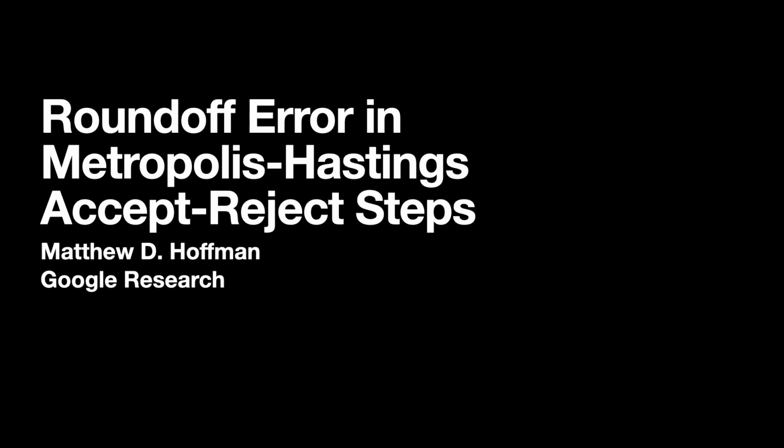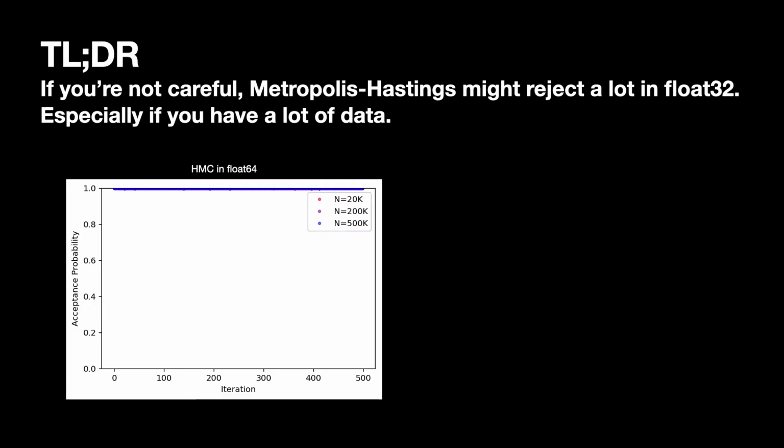I'm going to be talking to you today about round-off error and its effects in Metropolis-Hastings Accept-Reject Steps. So, if you take nothing else away from this presentation, the thing you should take away is that if you're not careful, Metropolis-Hastings might reject a lot if you use low-precision arithmetic, especially if you have a lot of data.